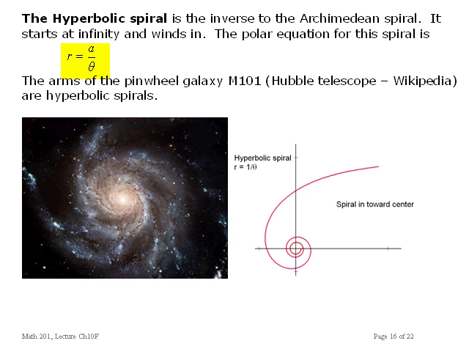This is an example from nature of a hyperbolic spiral. It's a pinwheel galaxy seen through the Hubble telescope, and you can actually fit this equation, R equals A over theta, to these various arms as they spiral in. I messed that one up a little bit, but you get the idea. Here's your hyperbolic spiral over here, spiraling towards the center, and you can see the correspondence between that and this pinwheel galaxy.